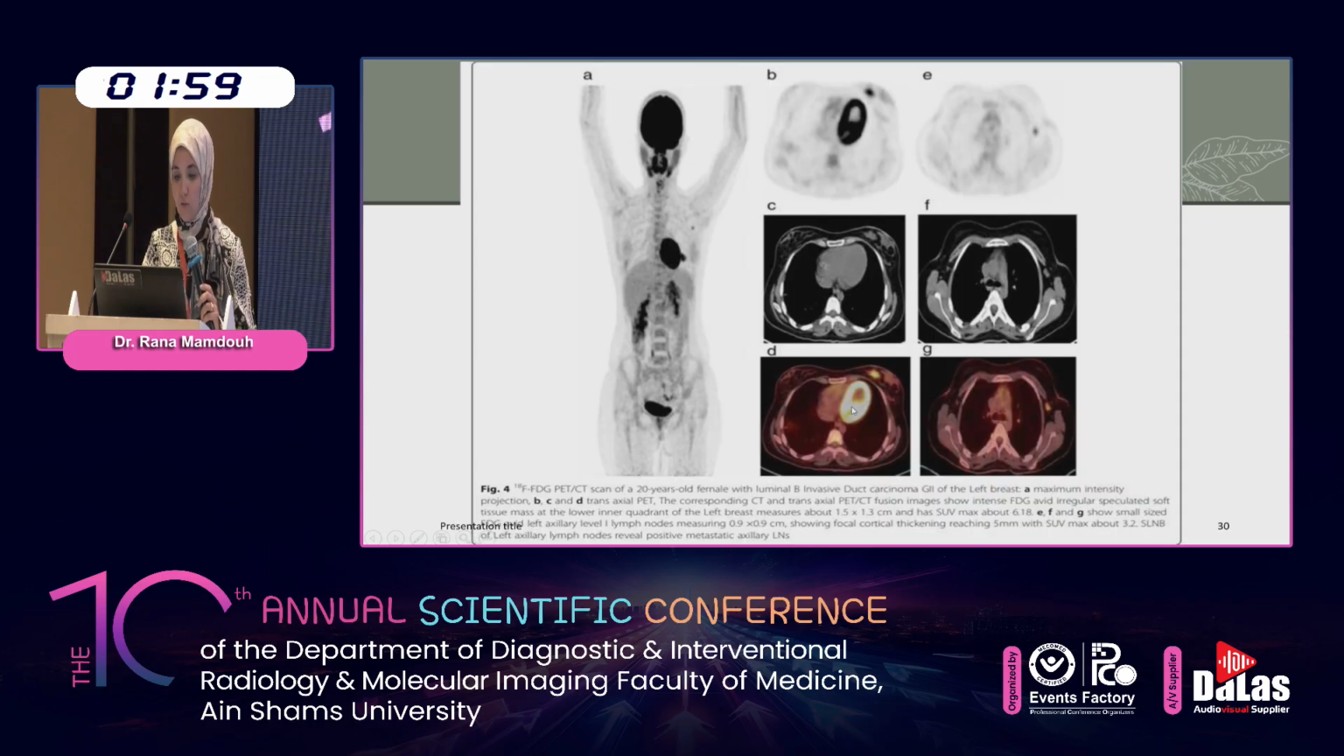The second case of luminal B, again the CT features of a spiculated mass in the inner quadrant of the left breast, where SUV max was 6, and it shows small sized left axillary lymph nodes with focal thickening reaching 5 mm, SUV max 3.